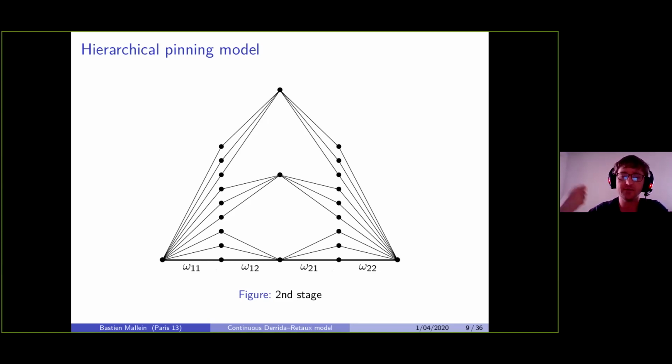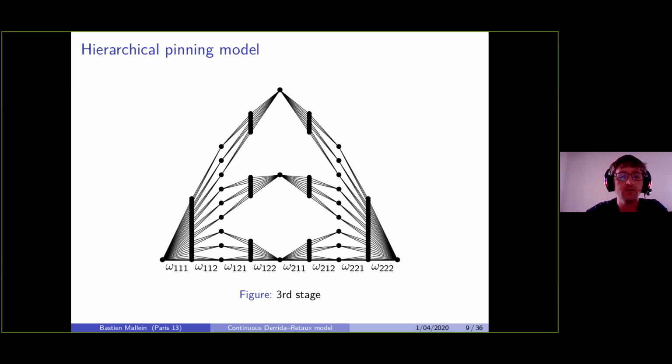But the interesting thing here is that a path at the second stage either goes through the first little bit, omega 1,1, omega 1,2, which corresponds to a graph at the first stage, or it goes out, and then it means that it will never see the boundary of the tree. So you really have this hierarchical structure that makes the computation of the free energy quite easy. Here is the graph at the third stage.